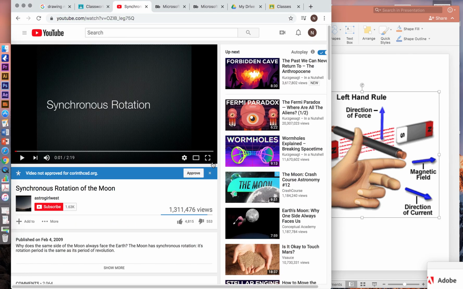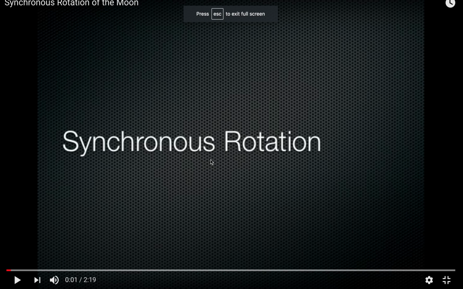Okay, good morning, guys. Really quick, we're talking about moon phases and tides and eclipses, all of which are based on the moon rotating on its axis and revolving around the Earth. Rotation is when something spins on its axis, where revolution means it travels around a fixed point. For example, Earth rotates one time in 24 hours. That is why we have day and night. Earth also revolves around the sun in 365 days, roughly.